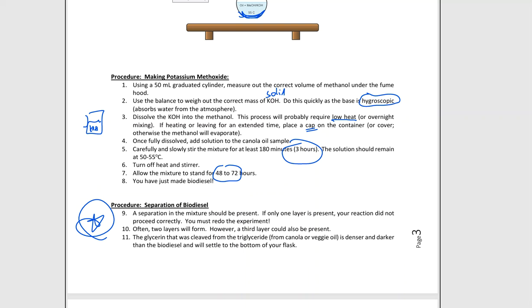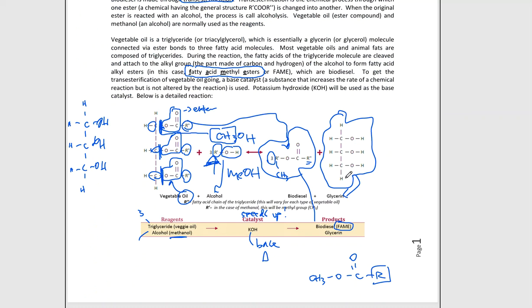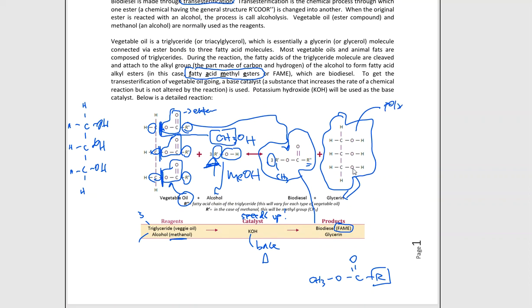Number 11, the glycerin that was cleaved from the triglyceride. So keep in mind, the glycerin is going to be the product that we talked about up here. So this is the 3-carbon chain with the OH groups. I want you to look at these OH groups. These OH groups are very polar, and there's 3 of them. So there's some polarity assigned here with these multiple alcohol groups that are on glycerin or glycerol. On the ester side of the house, though, not so much.